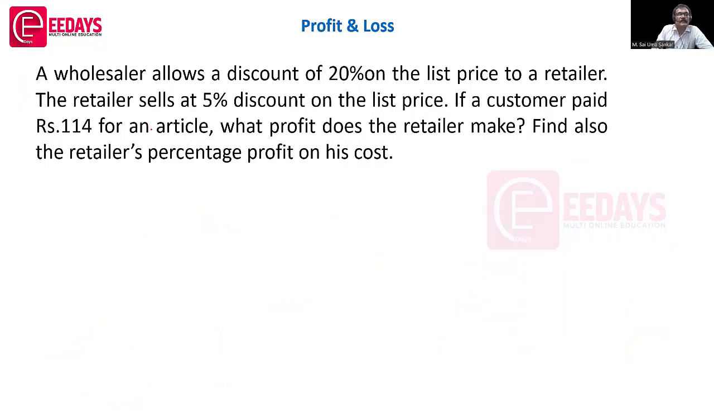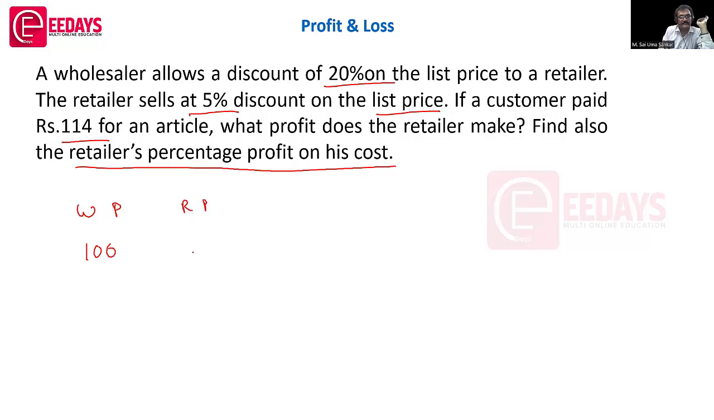Next, a wholesaler allows a discount of 20% on the list price to a retailer. The retailer sells at 5% discount on the list price. If the customer paid 114 rupees for the article, what profit does the retailer make? Find also the retailer's profit percentage on his cost. Look, a wholesaler allows a discount of 20% on the list price to a retailer. Here, suppose the wholesaler price, that is the list price, is equal to 100. The retailer price is equal to 80.